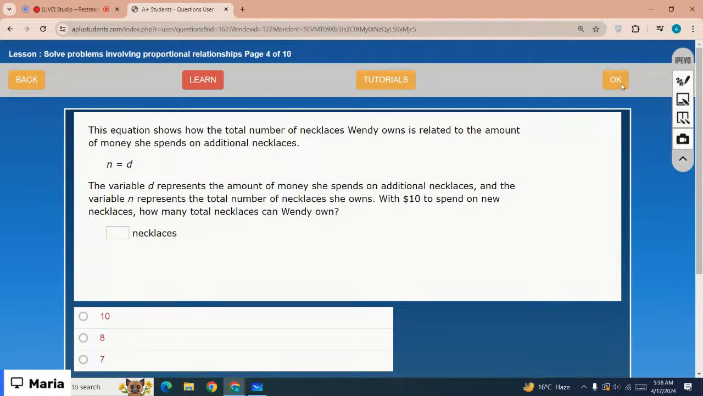The correct option is: because N equals D, so that equals $10. Because with $10 she can own 10 necklaces. The correct option is 10.